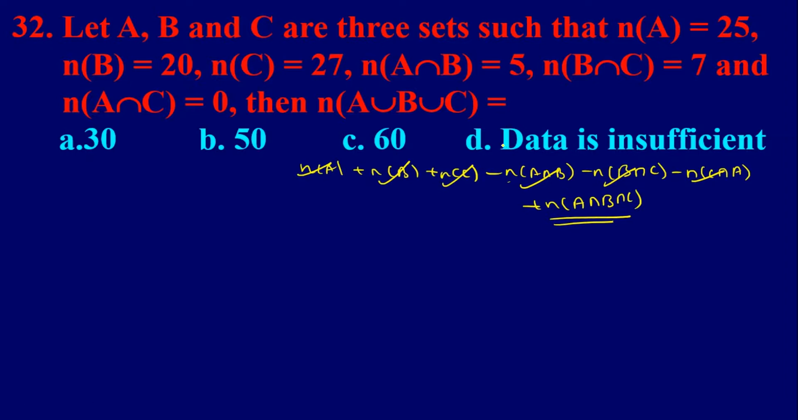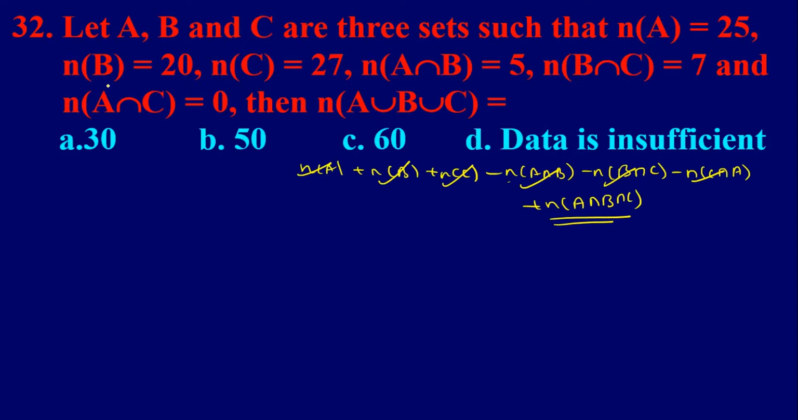So many will write that the data is insufficient, since n of A intersection B intersection C is not given. But saying the data is insufficient is wrong. The data is sufficient. Using this data only, we can calculate n of A union B union C. Now, how to calculate this?